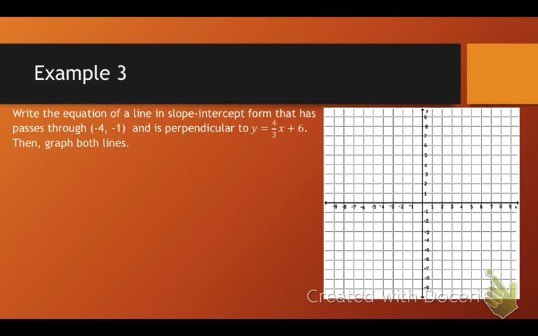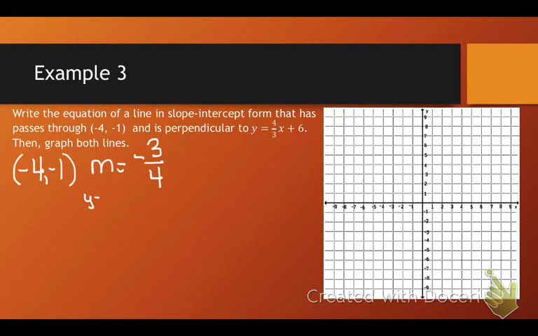Example 3 is very similar. Write the equation of a line in slope-intercept form that passes through (-4, -1), and is perpendicular to y equals 4/3 x plus 6. Then we're supposed to graph both lines. So it's going through this point, and if it's perpendicular, the slope needs to be the opposite and the reciprocal, so -3/4. In this one, I'm going to use slope-intercept form as a reminder of how to use that.